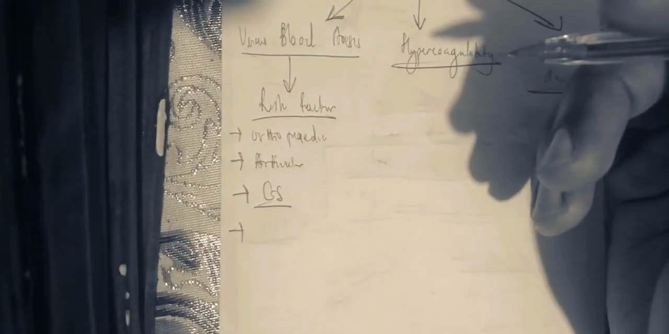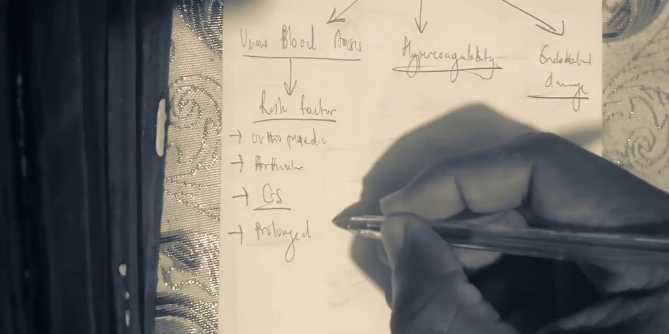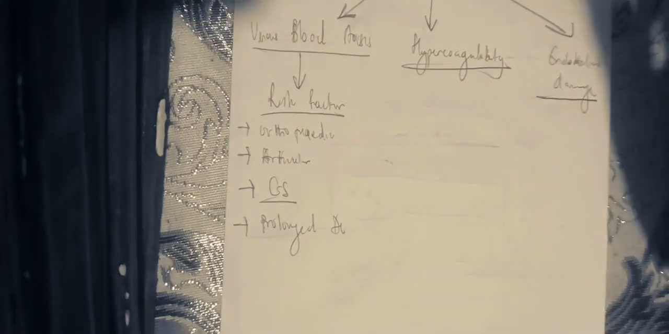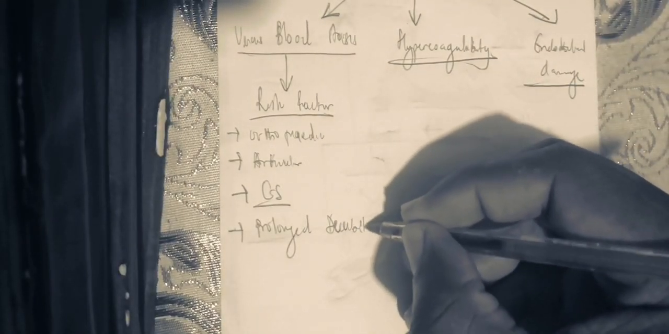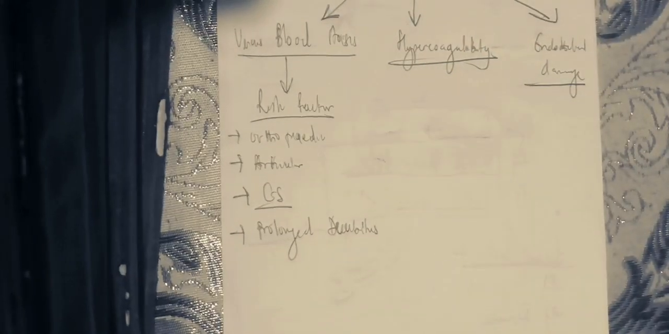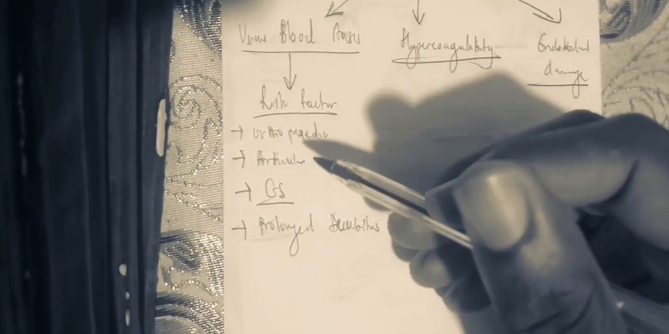If somebody has prolonged decubitus, is it clear? Any risk factor for prolonged decubitus is going to be also among them. So any other things are going to enter under the venous blood stasis.